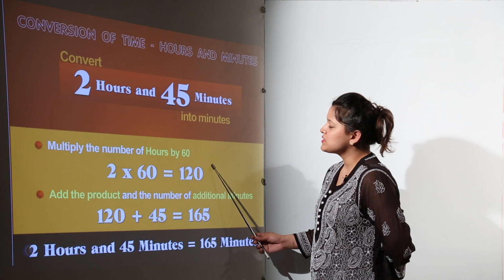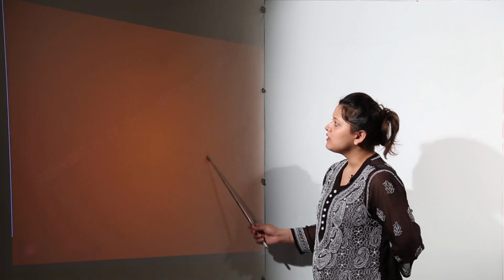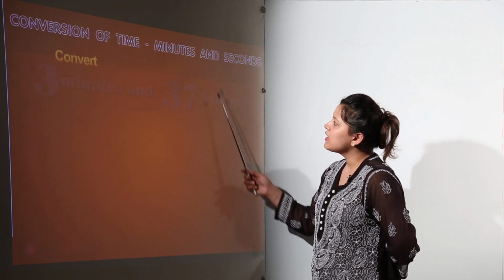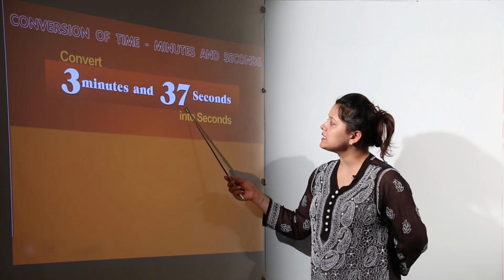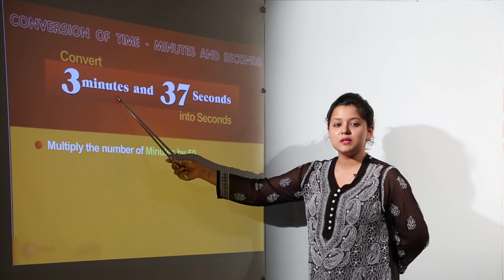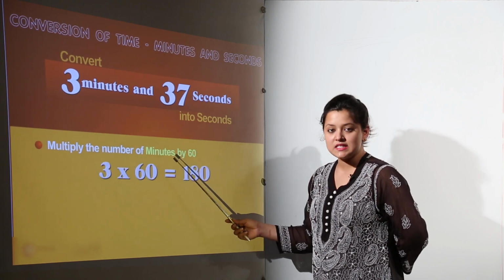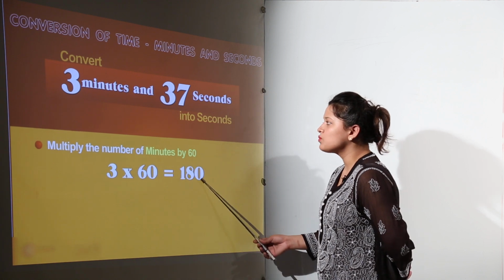Now the next question would again be a conversion one. Here we have the conversion of minutes and seconds, that is, converting 3 minutes and 37 seconds into seconds. Again we will be converting the minutes to seconds. 1 minute has 60 seconds, so we have 3 multiplied by 60, that gives us 180.